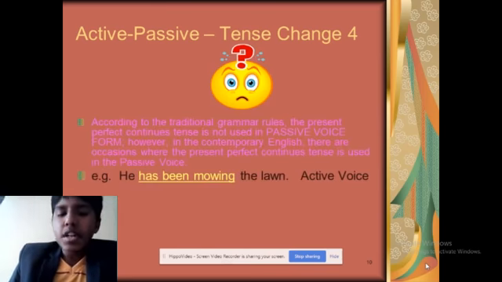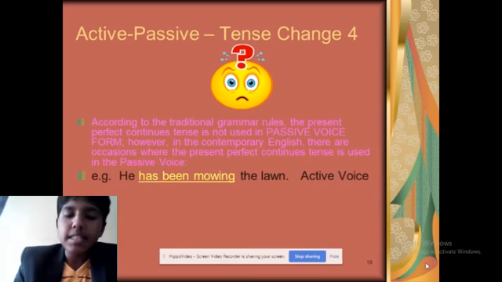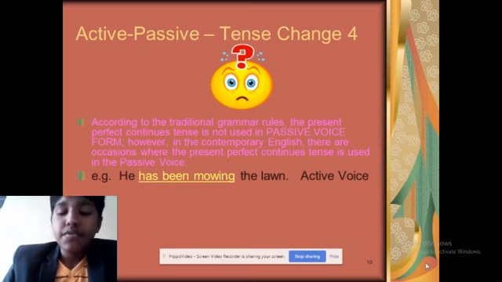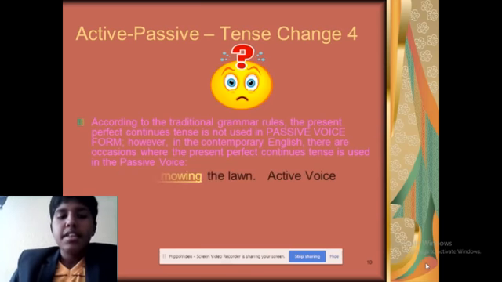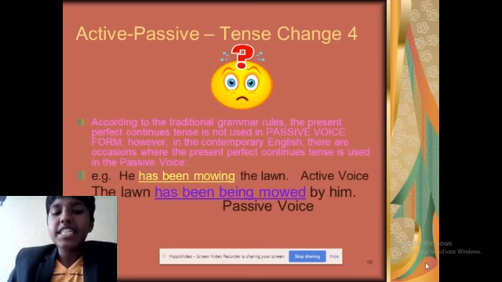He has been mowing the lawn, and this is in the active voice. He is the subject, the lawn is the object, and has been mowing is the verb. So mowing is the verb: mow, mowed, mowed. So the third form of the verb is mowed. So the lawn has been being.